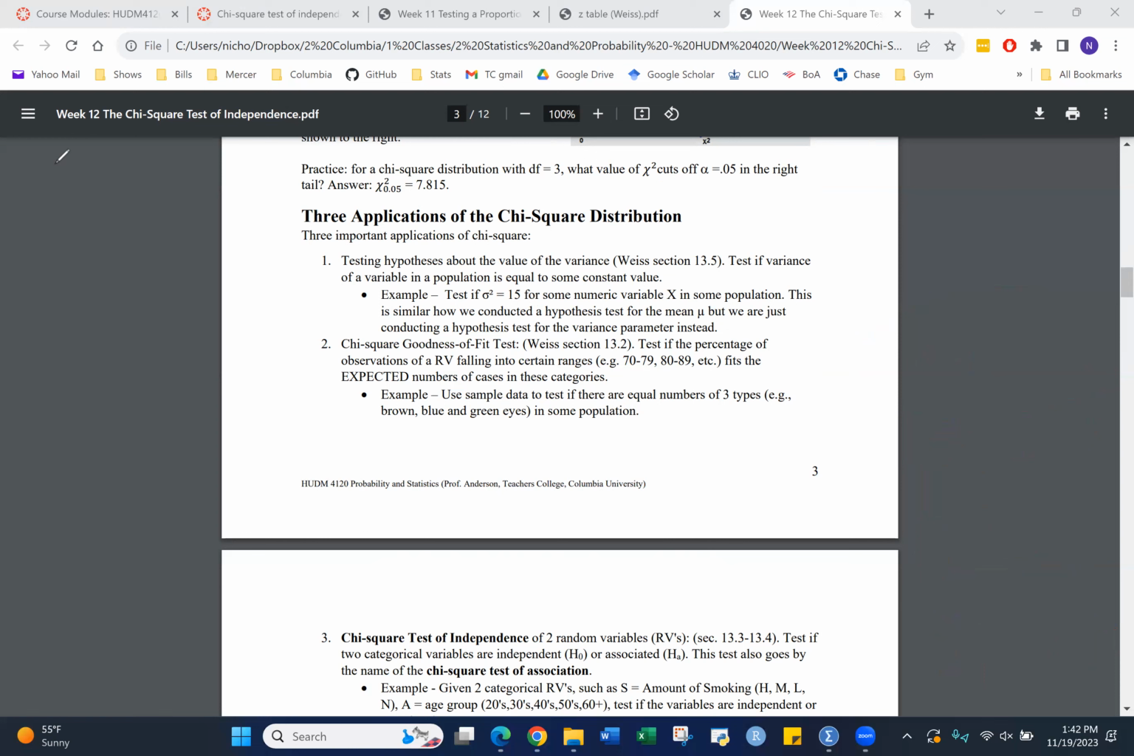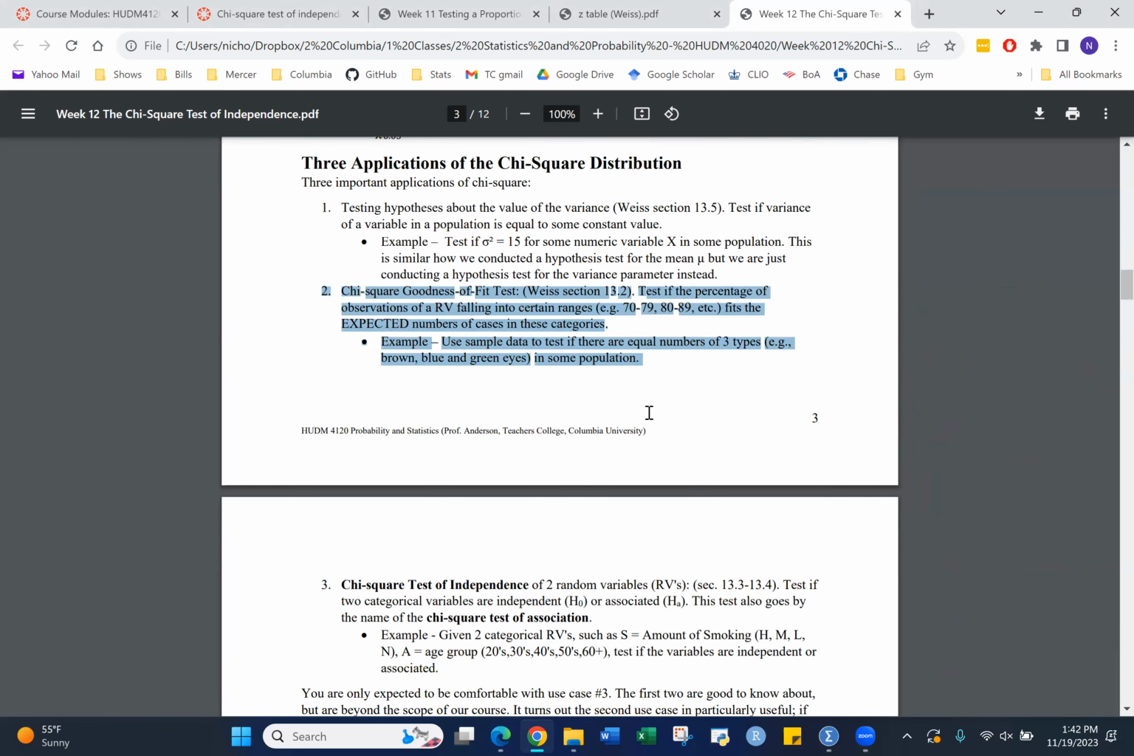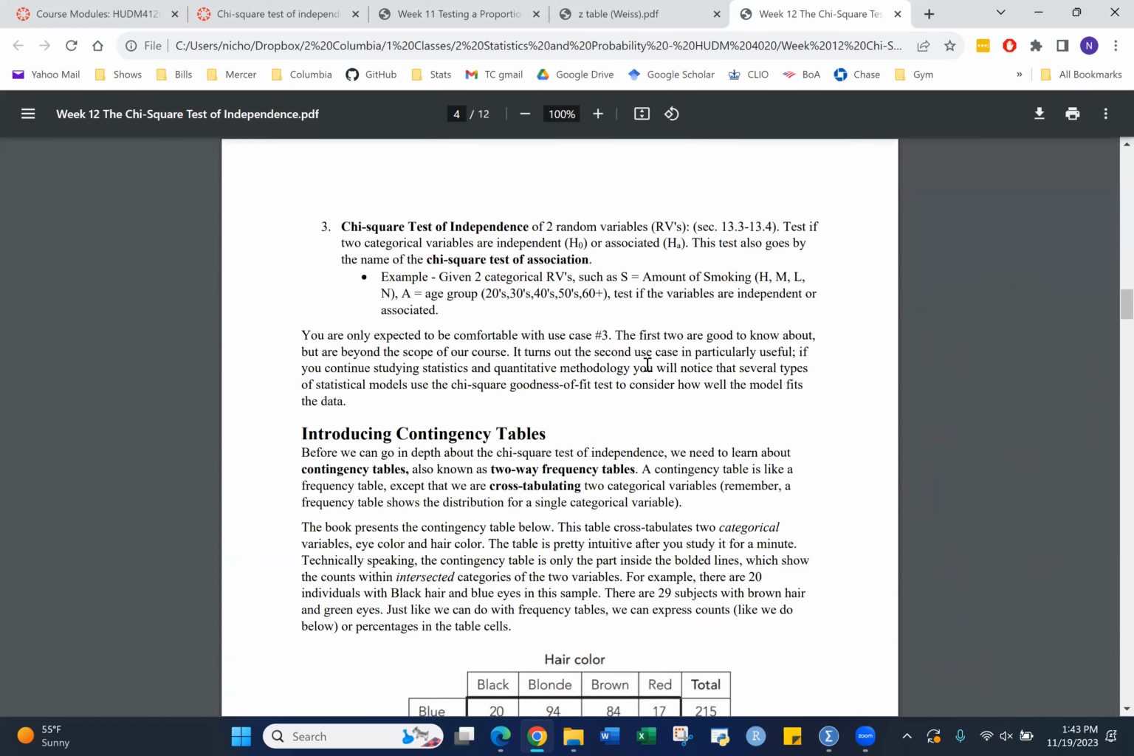Similarly, you're not expected to know use case two, but you will see use case two a lot more. As you advance your studies in quantitative methodology, you'll get to some types of modeling which use chi-square tests, which we call goodness of fit tests. This basically tells you how well the model fits the data. For example, structural equation modeling, SEM, an advanced type of analytical modeling, uses chi-square goodness of fit tests. But this is beyond the scope of our class. You'll see this in the future if you continue studying statistics.